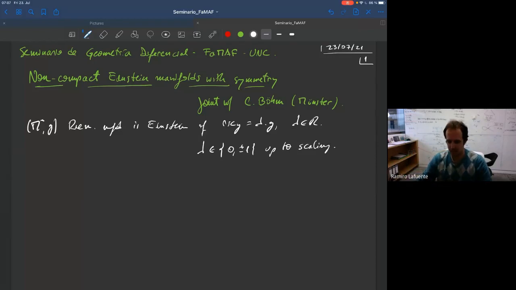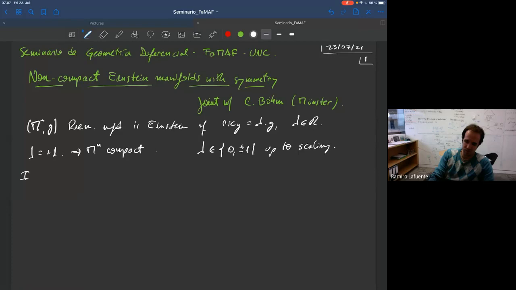In general, this is a tricky condition. In higher dimensions for negative lambda, there are no obstructions known. But let me just mention briefly that when lambda is 1, a direct consequence is that the manifold has to be compact. This is due to the theorem of Bonnet-Myers: it has positive Ricci curvature, so you can estimate the diameter.